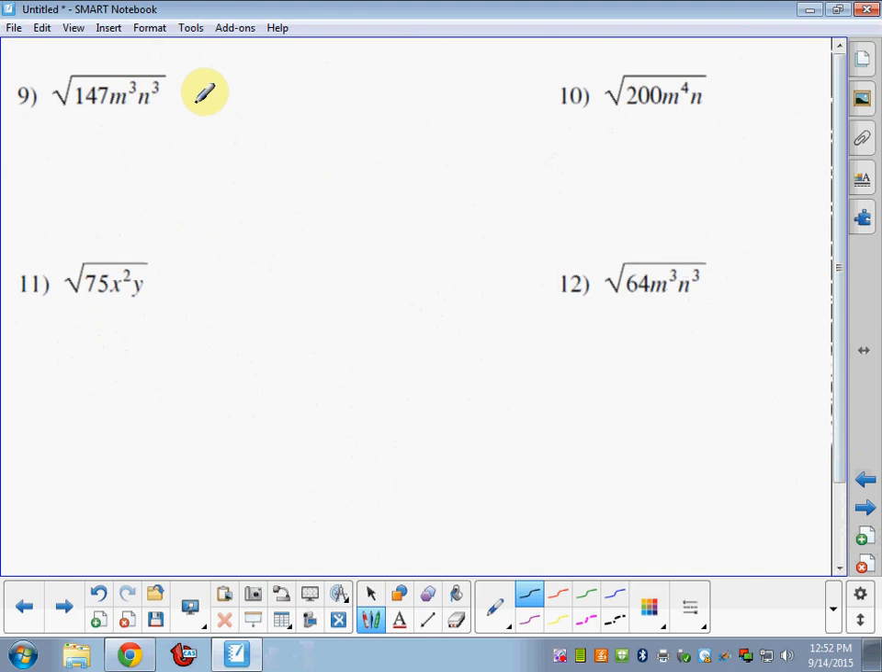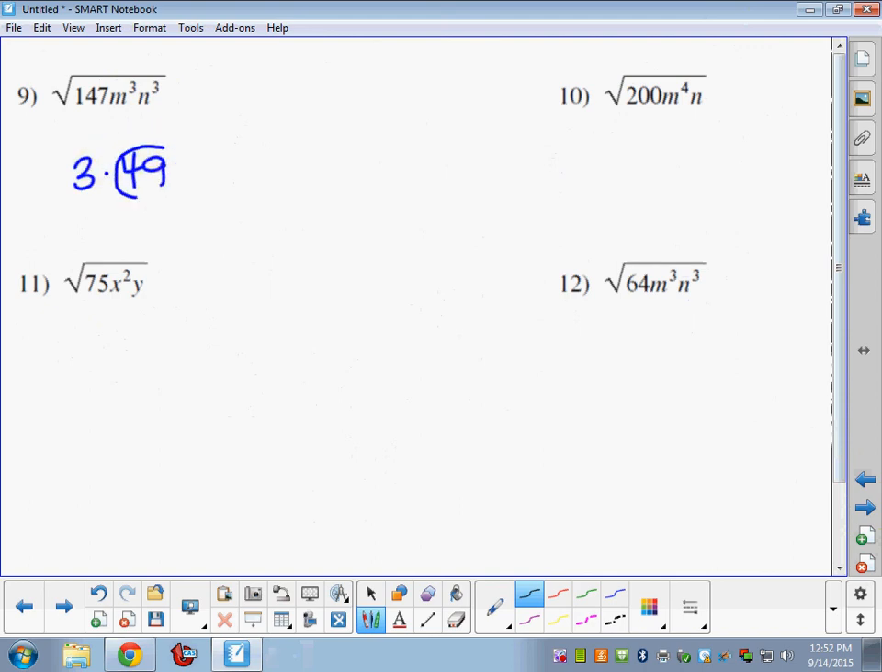So 147 m cubed n cubed. I would guess and check here. If I divided it by 49, I would pick 49 just because I see the 7 and I know a 9 when I multiply can make a 7 because of 27. But again, you could do prime factorization, or you can just simply guess and check until you find one. But so I did 49, and I found out that 3 times 49 is what I need.